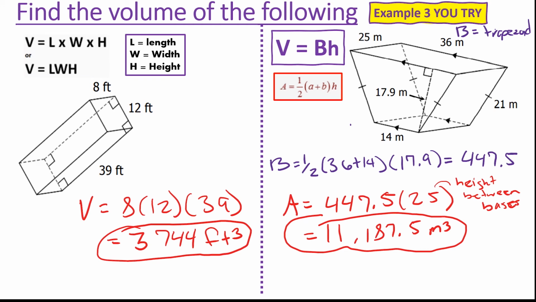All right, so for the volume of the rectangular prism, you should have gotten 3,744. And for the volume of the trapezoid prism, you should have gotten 11,187.5 meters cubed. So the base was the trapezoids. I intentionally did not give you the formula because I wanted you to try to figure it out on your own, but the formula is right here. So your bases were trapezoids. Hopefully you got it correct. If not, go ahead and pause the video and analyze my work here just a little more.